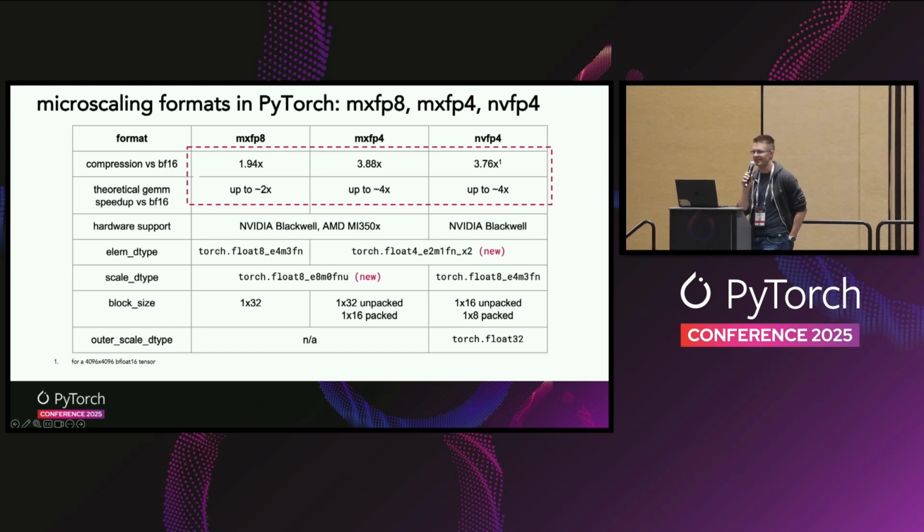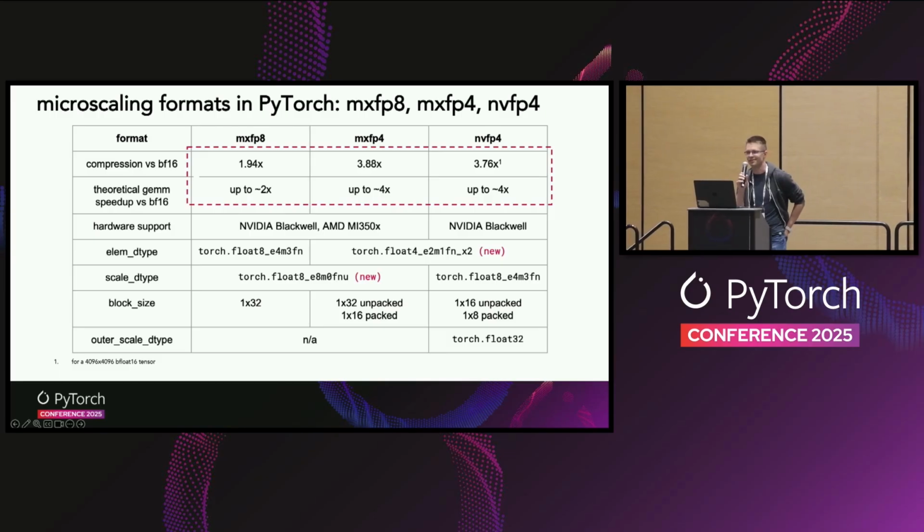nvfp4 is another 4-bit format we have in PyTorch now. This one is only supported on NVIDIA hardware. The element dtype is float4. The scale dtype is float8. And the block size is smaller than the MX formats: the block size is 16 unpacked or 8 packed. And there's also an outer scale, which is a float32.